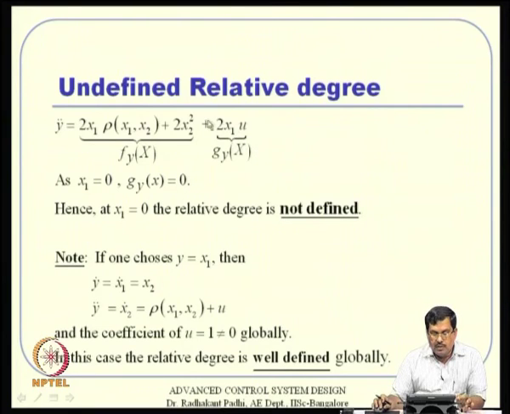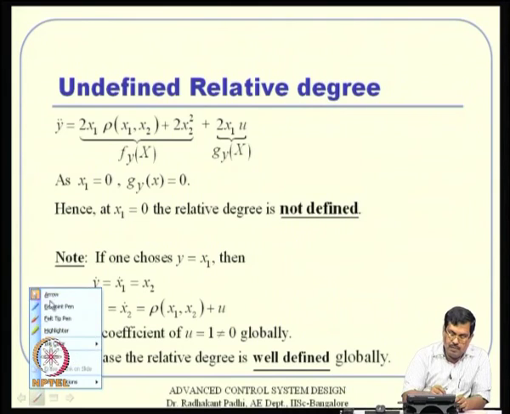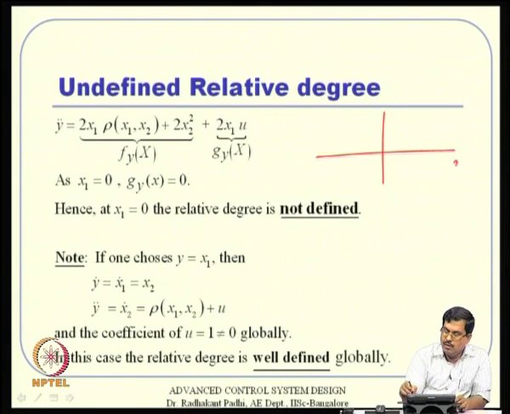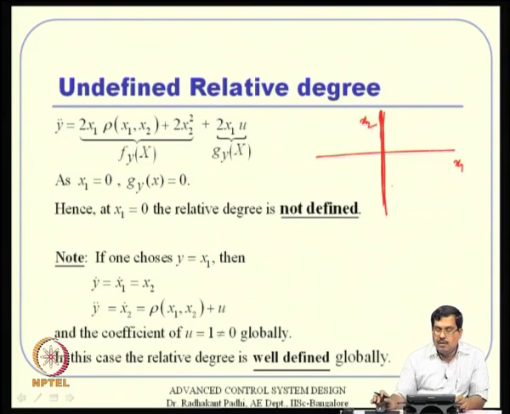This g y of x is like this, right, 2 x 1 basically. So, as x 1 goes to 0, then certainly g y of x is 0, and here is a problem actually. So, if I draw this phase plot, we have x 1 and x 2, right. So, x 1 equal to 0 means what? The entire x 2 axis, x 1 is 0. So, on that entire x 2 axis of this phase plane I have a problem of not defined relative degree basically, relative degree is not well defined actually.